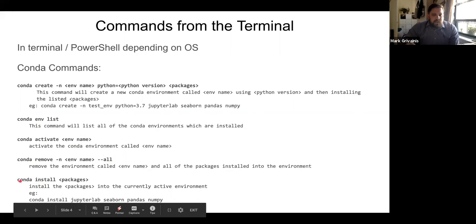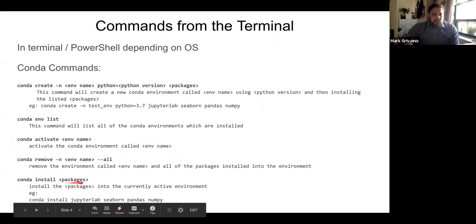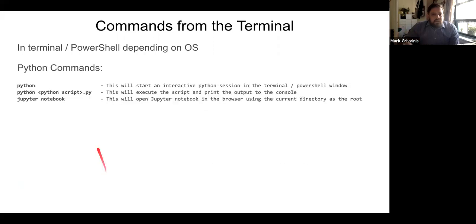And finally, if you'd like to install any packages, once you are in an environment, so first activate the environment that you want to work in, then you can type conda install and the package names. So in this example, we could have conda install JupyterLab, Seaborn, Pandas, NumPy. This would install these packages into that environment. For Python, there are very few commands actually, which is nice and easy. The first is if you just type python into the terminal, this will launch Python in interactive mode.